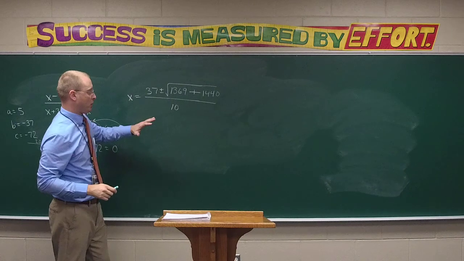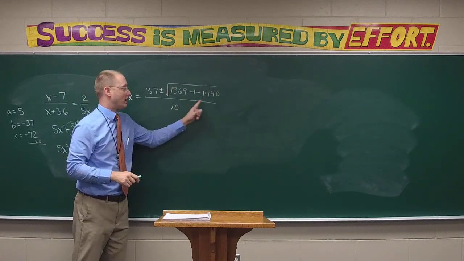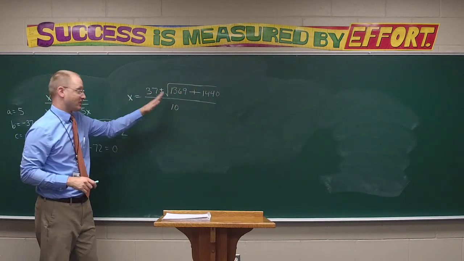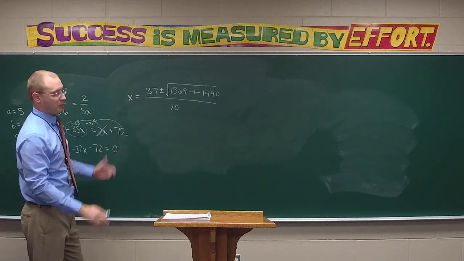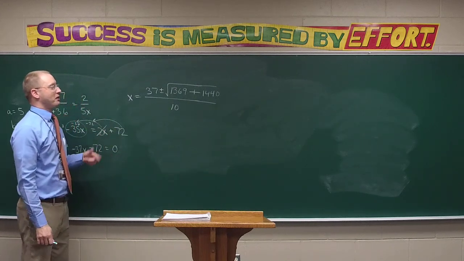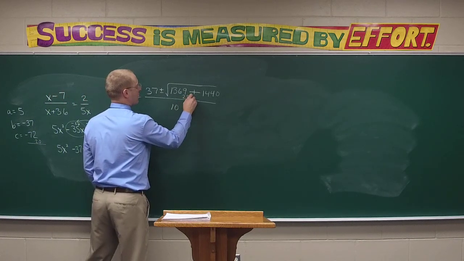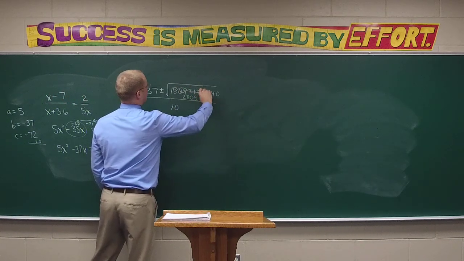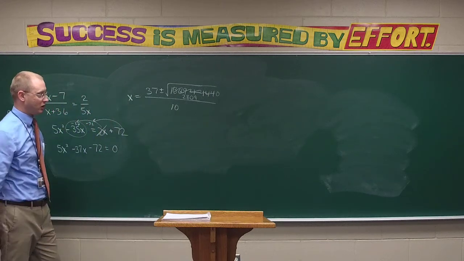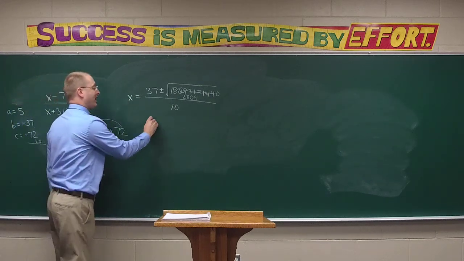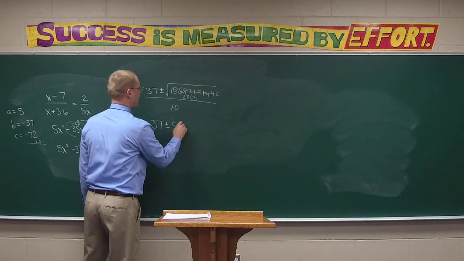Okay, so here's the real question. If this comes out to a perfect square, I could have factored it. If it doesn't come out to a perfect square, then it's a good thing I went with the formula. What is 1440 plus 1369? 2,809. All right, on your calculator, try to take the square root. Does it work? 53. All right, so that means we could have figured out the factors.